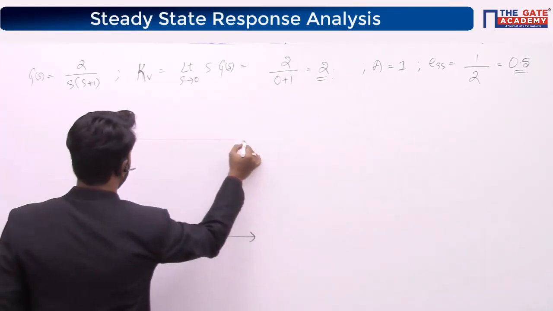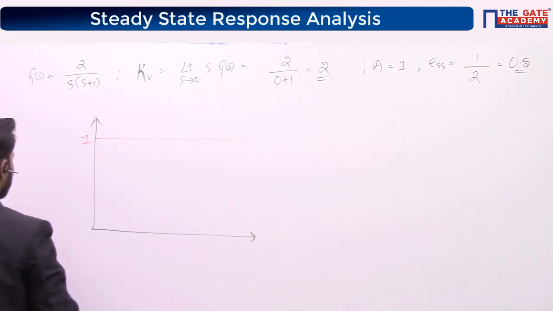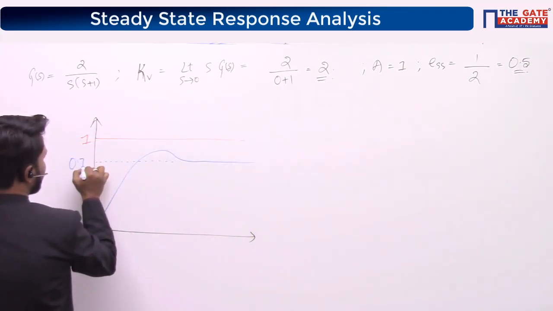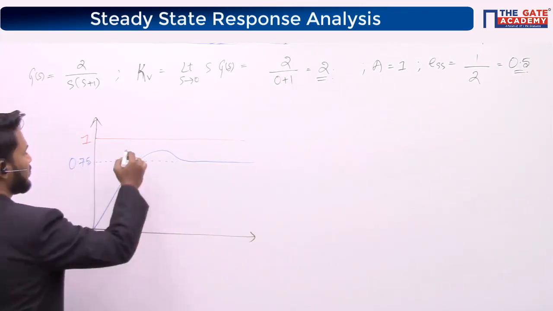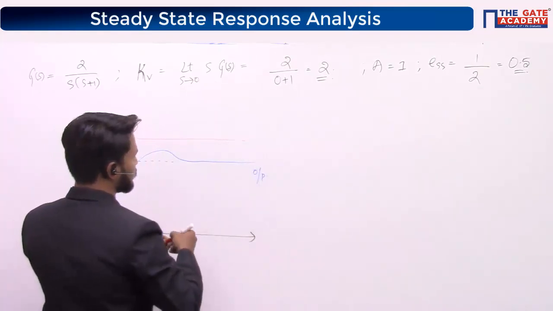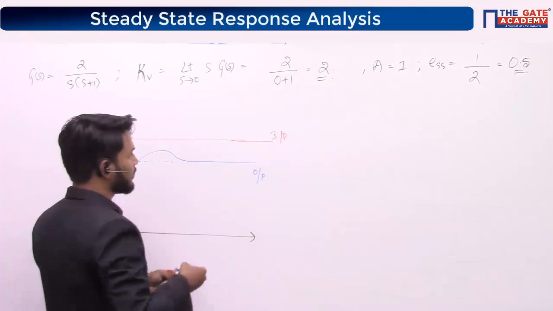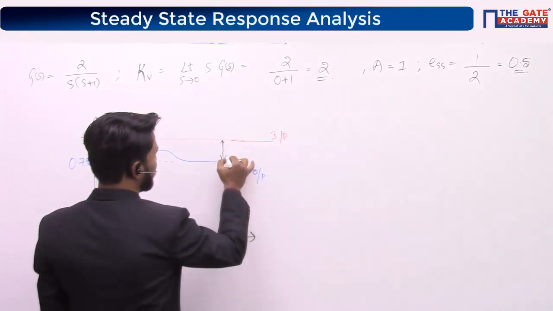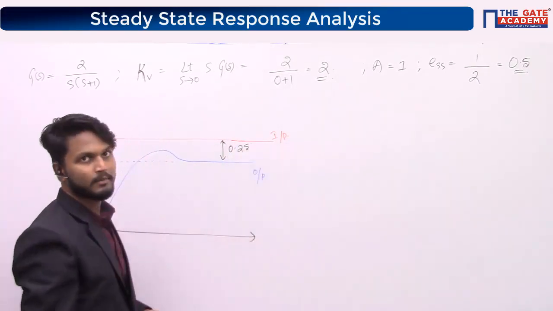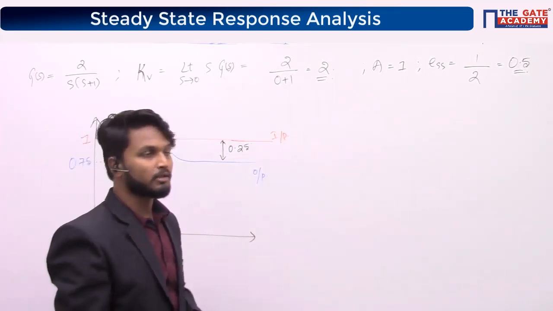See, the magnitude of input is 1, whereas the output is something like this. Steady state value of output is how much? It is 0.75, right? So this is output, whereas this is input, right? It is given to be a unity feedback system. The difference between output and input, how much is that? It is 0.25. Yes or no? Between 1 and 0.75, the difference is 0.25.